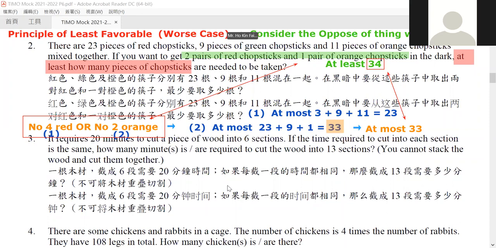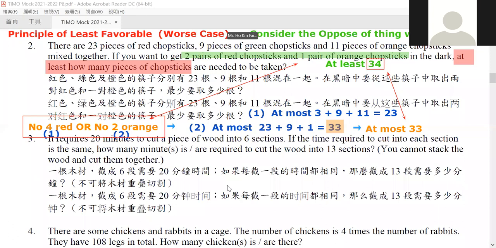So it means that if we have more than 33, so it will be at least 34 chopsticks, then we will satisfy our green condition. This is the principle of least favorable. We consider the direct opposite of it. We find out the things that it can have at most, and the direct opposite of it will be the things that will satisfy our green, because our green and the orange are direct opposites of each other.